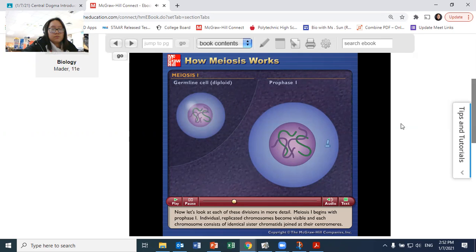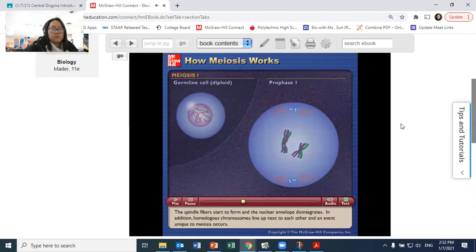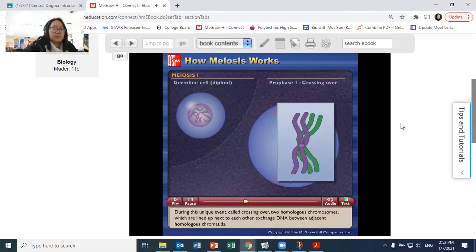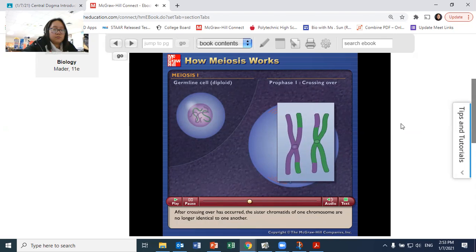Meiosis One begins with prophase 1. Individual, replicated chromosomes become visible, and each chromosome consists of identical sister chromatids joined at their centromeres. The spindle fibers start to form, and the nuclear envelope disintegrates. In addition, homologous chromosomes line up next to each other, and an event unique to meiosis occurs. During this unique event, called crossing over, 2 homologous chromosomes, which are lined up next to each other, exchange DNA between adjacent homologous chromatids. After crossing over has occurred, the sister chromatids of one chromosome are no longer identical to one another.